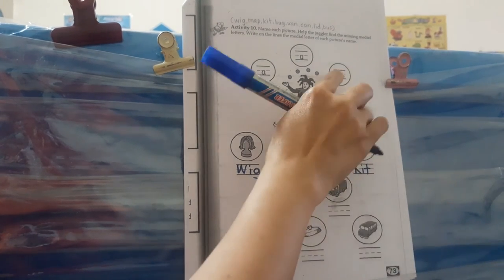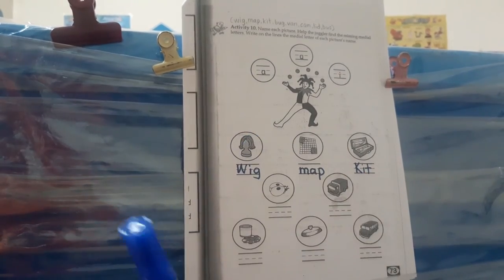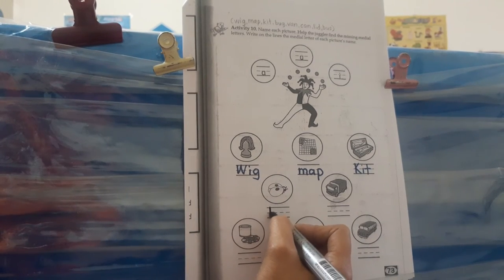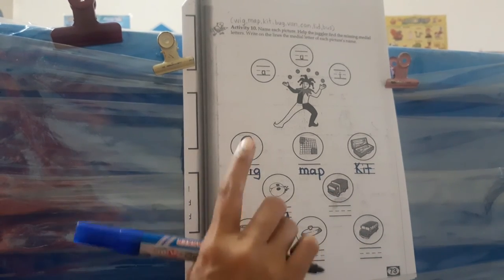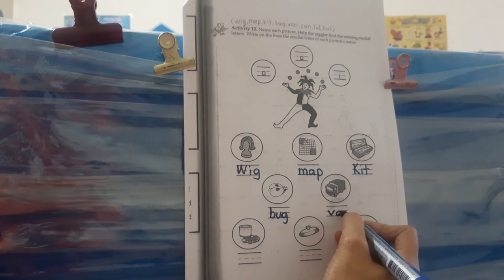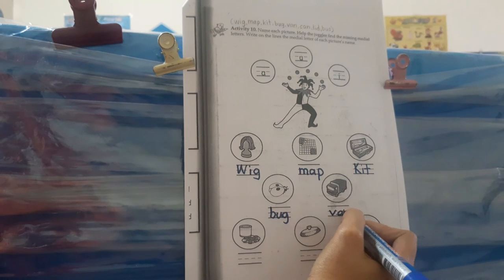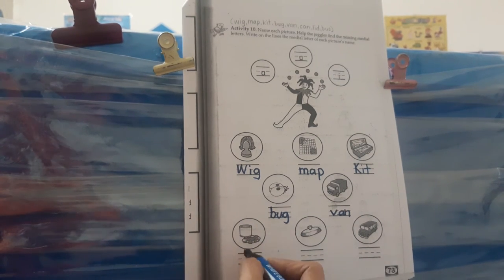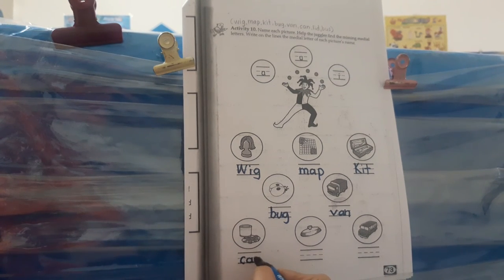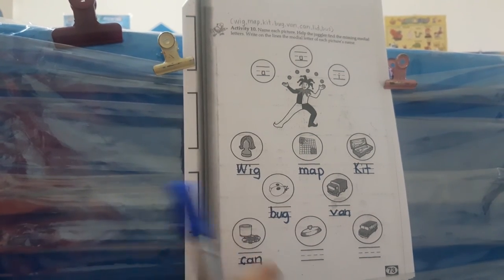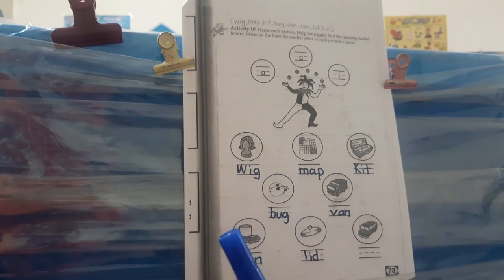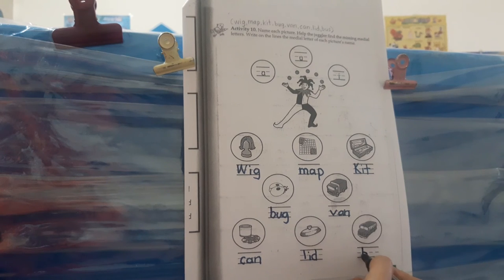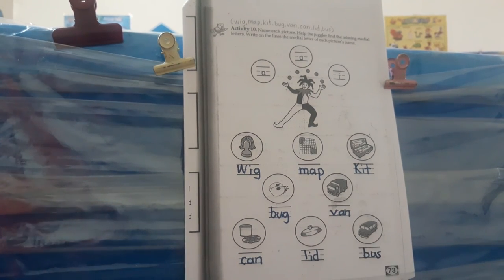Kit. I wrote this sound i. Kit, yes, and this is a bug. B, u, g. Bug, ladybug, and this is called van. This is called can. Can. What about this? This is called lid. L, i, d. Lid. And the last one, this is called bus. B, u, s. Bus. Very good, children.